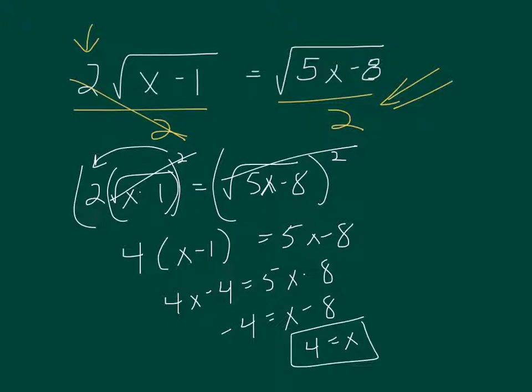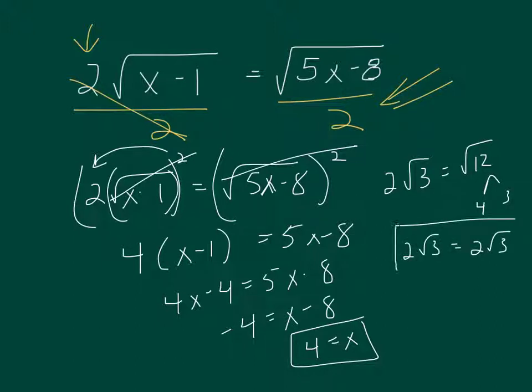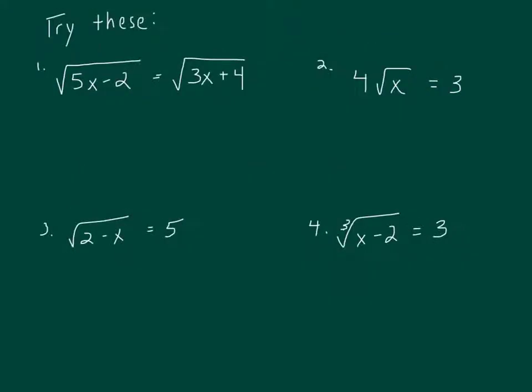If we go ahead and check this, our solution will work. We'll get 2 times the square root of 3, and on the right-hand side, we get 20 minus 8, which is the square root of 12, which does break down to 2 root 3. So since both sides equal 2 root 3, my answer of x equals 4 works.